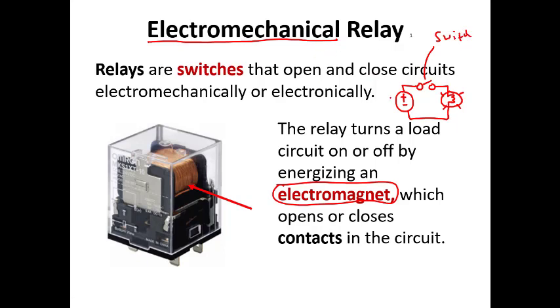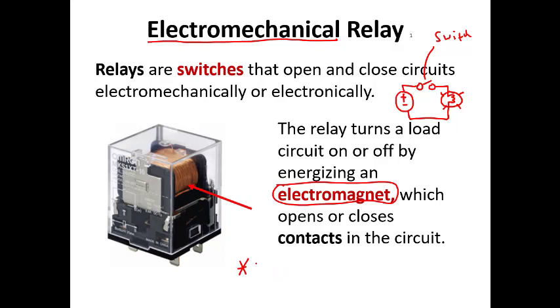Electromechanical relays are switches. They have the ability to open and close the circuits, but they're not operated by hand. They're operated with an electromagnet. So the relay turns on a load circuit, on or off, by energizing an electromagnet, which opens or closes contacts in the circuit.